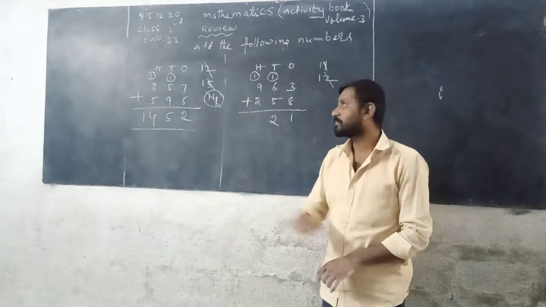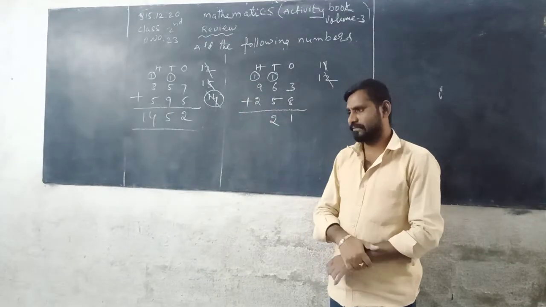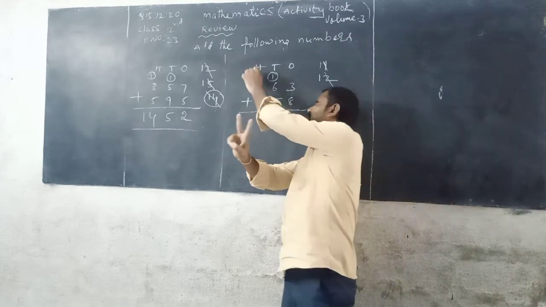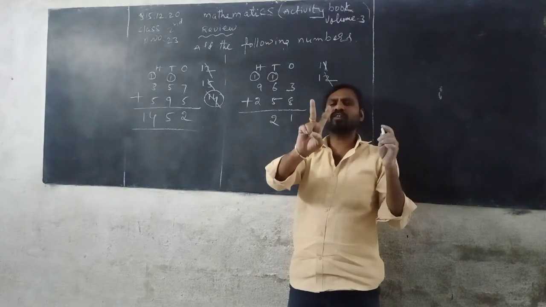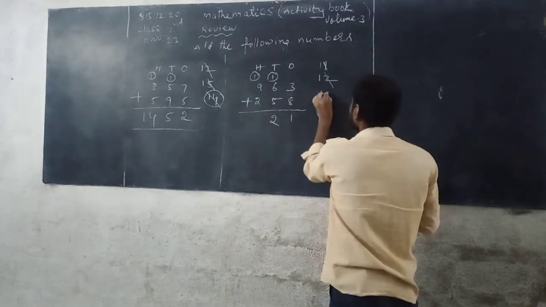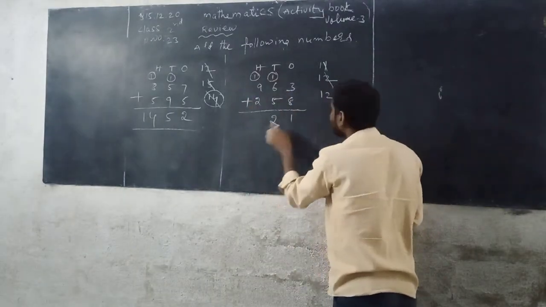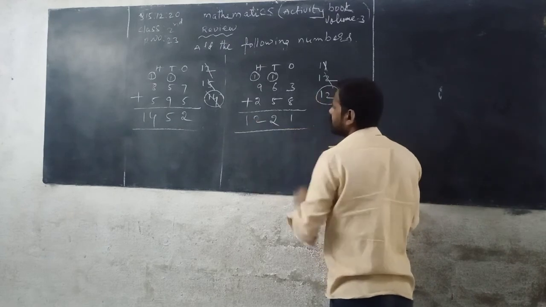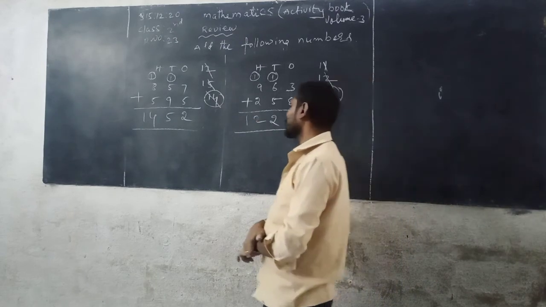Look at the blackboard. 9 plus 1, 10. So how many fingers do we have to take? 2 fingers. 10 after, you can count 2 fingers. 10 after 11, 12. See here, this is the last place of the given number. Then you can write the total 12 in the hundreds column. So sum is equal to 1221.